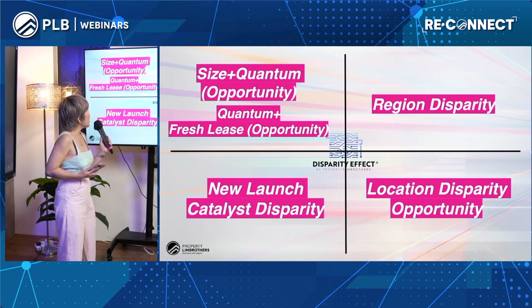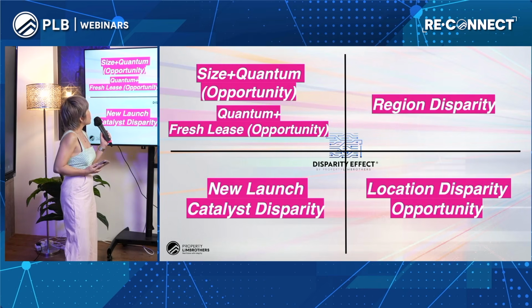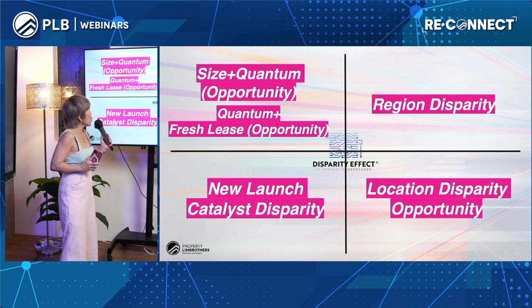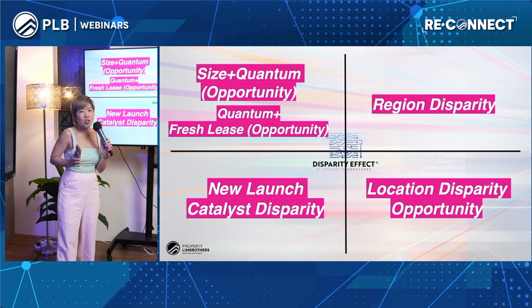When we look at PSF, we also want to look at the size and the quantum in terms of finding opportunity. That's one of the frameworks that we look at. The second one is to find opportunity in properties when we compare the size, the quantum and the lease. For example, if you are able to increase by maybe $200 in terms of PSF, but you renew your 99-year lease that is about 20 years old to a fresh lease, maybe that's worth it. So maybe there's some opportunity there.